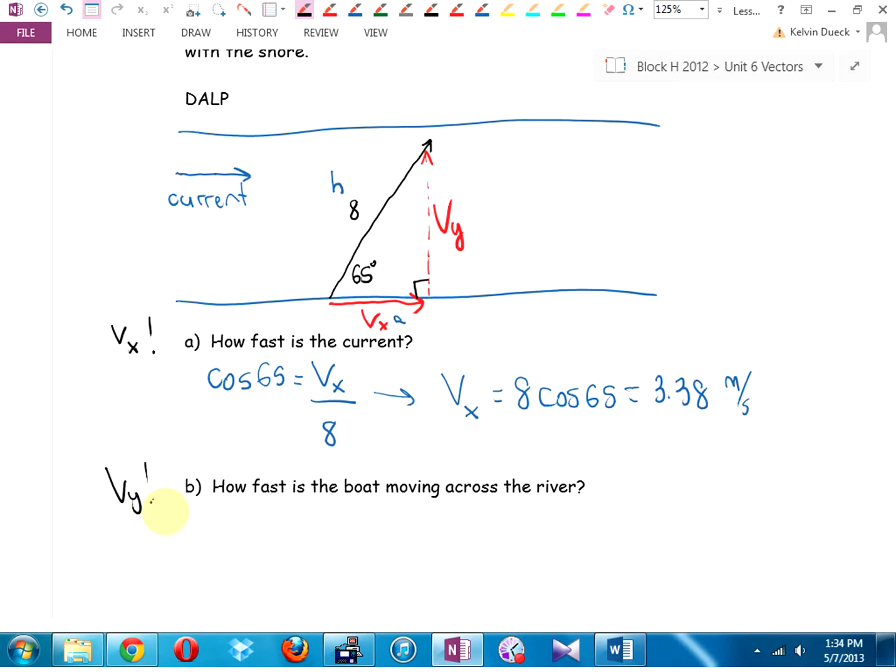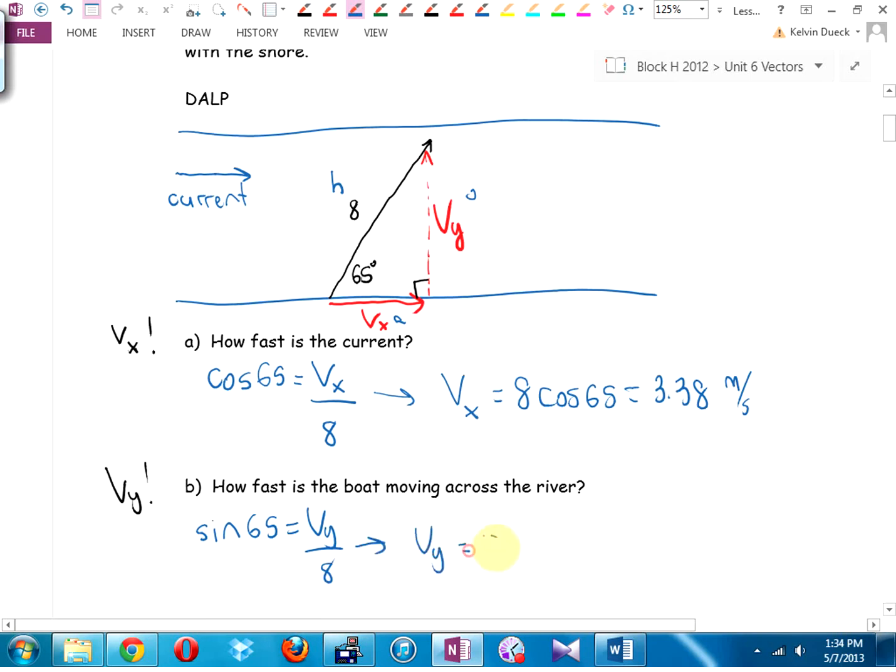Vy, opposite or adjacent? Which trig function? I could use Vx, but since I found Vx, I'm worried it might be wrong. I want to use that 8 because that's what they gave me. I know that's right. Which trig function? Sine. In fact, Nick, I think you'll notice it's going to be almost identical to what we've just done.